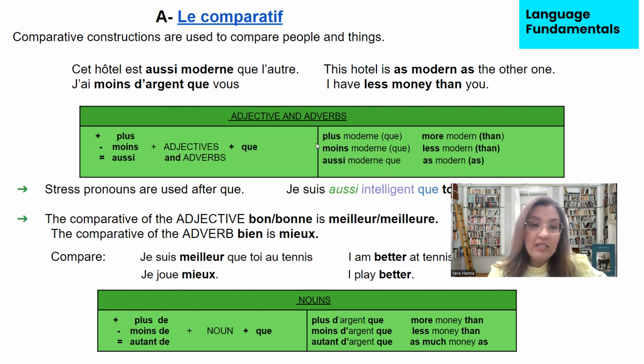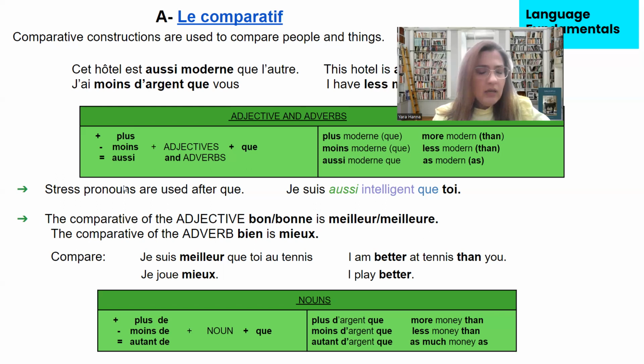So we can have adjectives and adverbs. So we have plus adjective plus que to create a comparison. This is a formula. We use plus adjective plus que. Plus moderne que, which translates to more modern than. Or we can use moins plus adjective plus que, which means less than. Moins moderne que, par exemple, means less modern than. Or we can use aussi plus adjective plus que, or aussi plus adverb plus que. Aussi moderne que, it means as modern as.